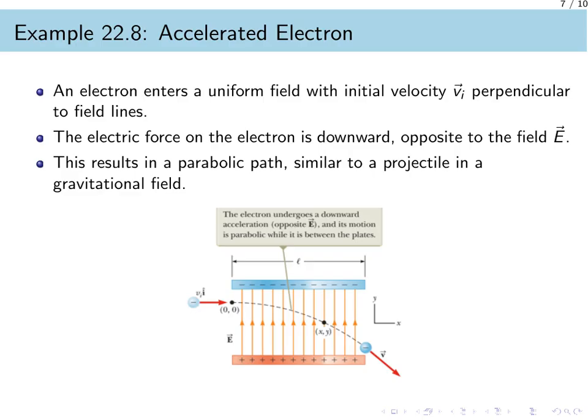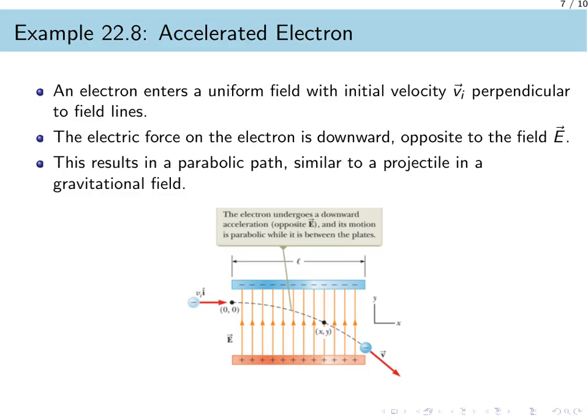Because the electron carries a negative charge, the electric force acting on it points in the opposite direction of the field. In our diagram, the electric field points straight up, so the force on the electron is directed downward. This downward force creates a downward acceleration.